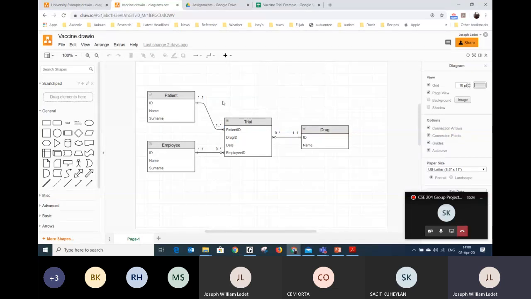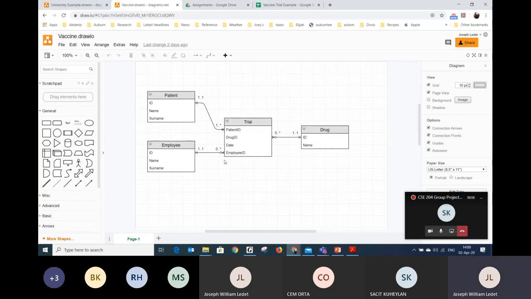So the way that we would read this is that patient has a one-to-many relationship with trial, mandatory participation on both sides. What that means is that if we have a patient, they must be included in at least one trial and can be included in many trials. If we have a trial, it must have one and only one patient associated with it.